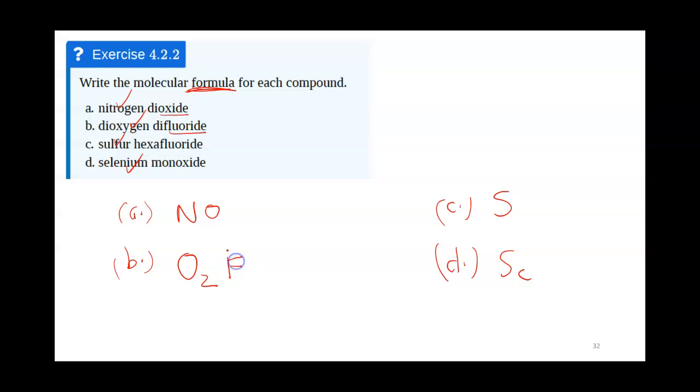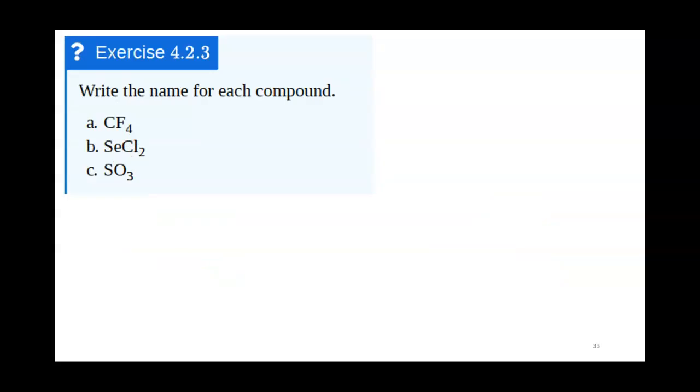fluoride, fluoride again, and then oxide again. And now we have to add in prefixes where appropriate. So there is 2 oxygens, 2 fluorines, 6 fluorines, and mono means there's only 1 oxygen, and we never add a prefix for 1. So that's pretty straightforward, taking a name and turning it into a formula.